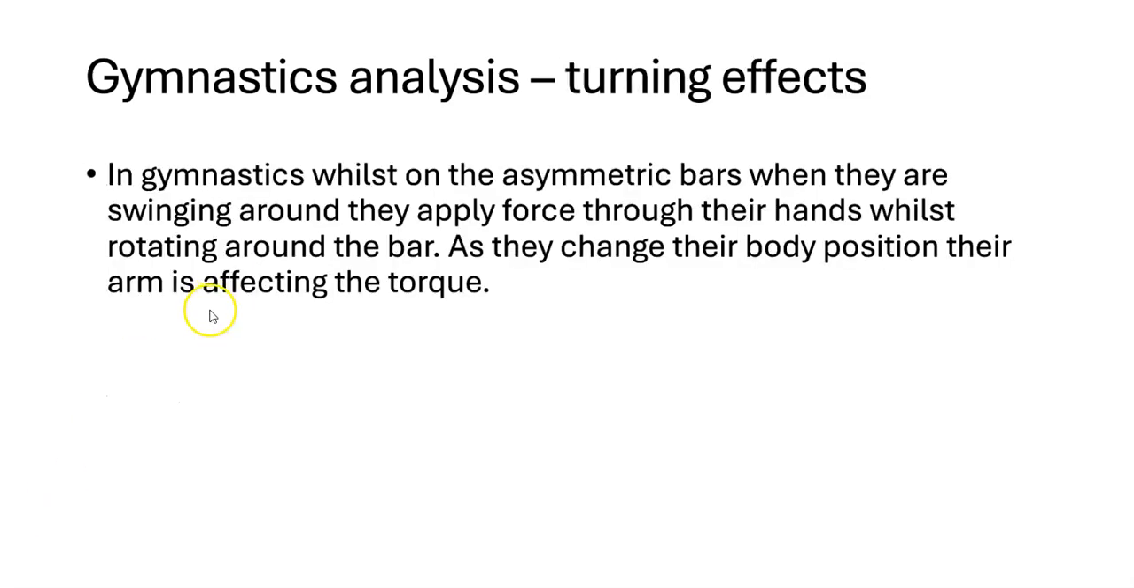In gymnastics, whilst on the asymmetric bars, when they are swinging around, they apply force through their hands whilst rotating around the bar. As they change their body position, their arm is affecting the torque.